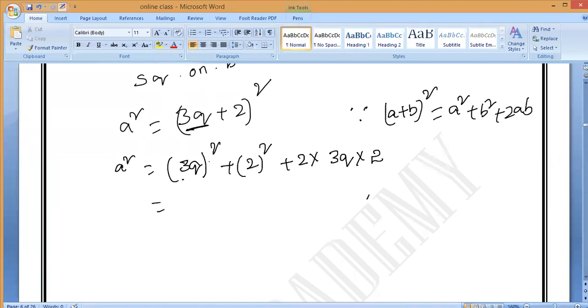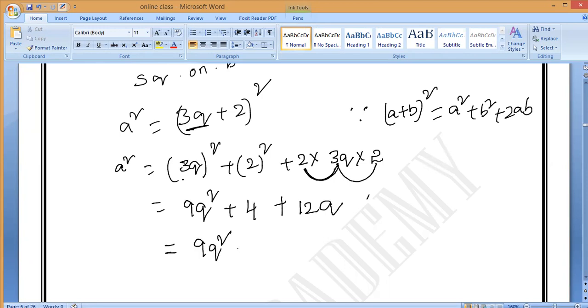Next, 3q whole square is, what is the answer? 9q square. 2 square is 4. Then 2 into 3q into 2: 3 into 2 is 6, 6 into 2 is 12q. Arrange the terms based on the power: 9q square plus 12q plus 4.